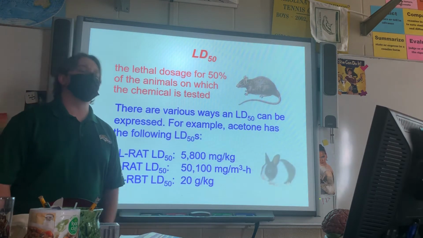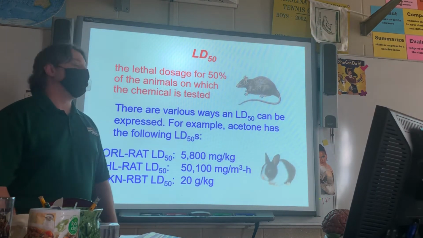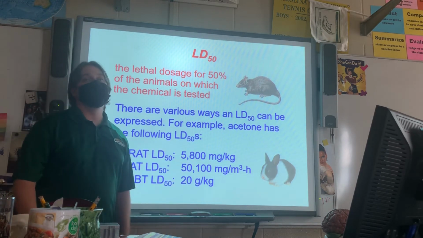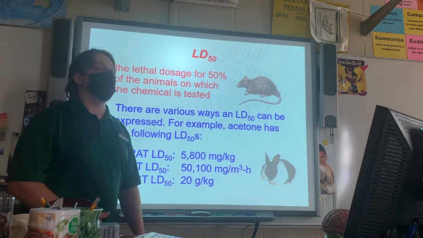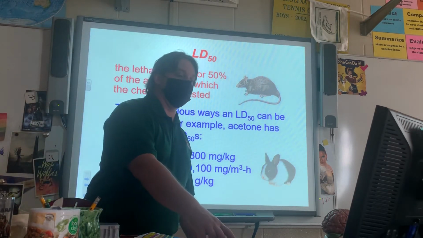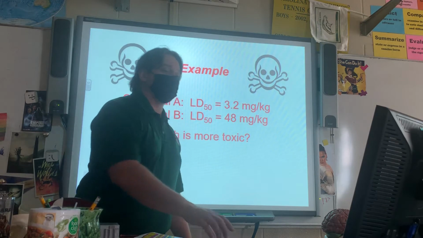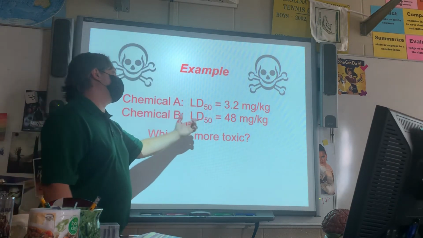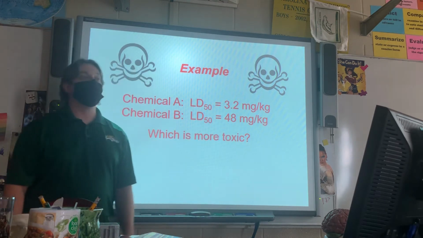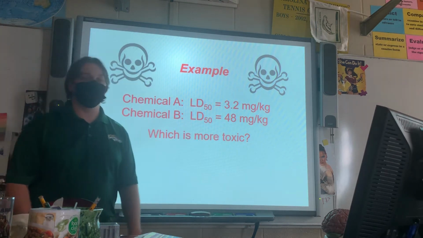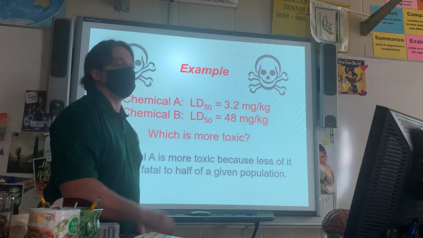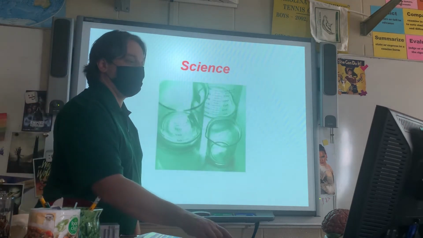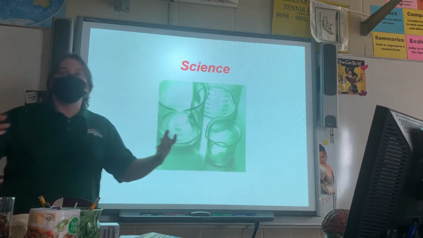LD50 is just a way that you can test how dangerous a drug is. The lower the substance's LD50, the less it takes to kill you. It's a good way to understand things. So if you look at this, chemical A has an LD50 of 3.2 milligrams per kilogram. Chemical B, 48 milligrams per kilogram. Chemical A is much more dangerous because it takes less to hurt you, okay?